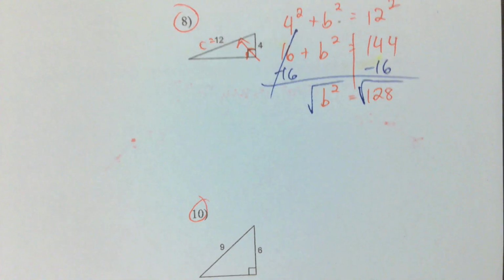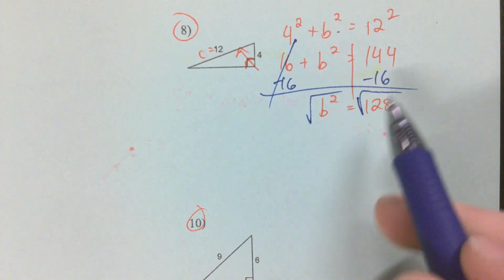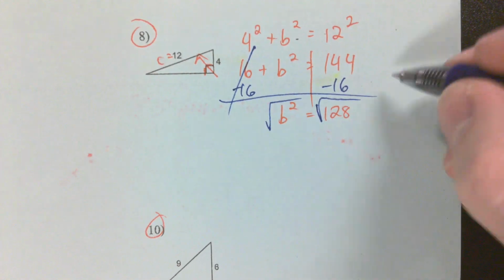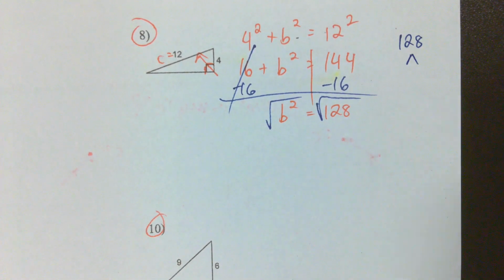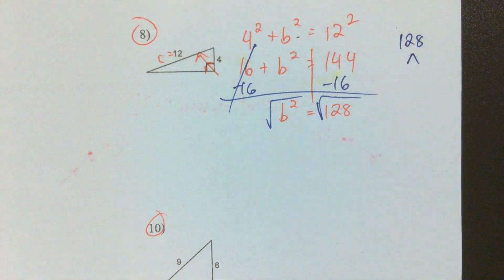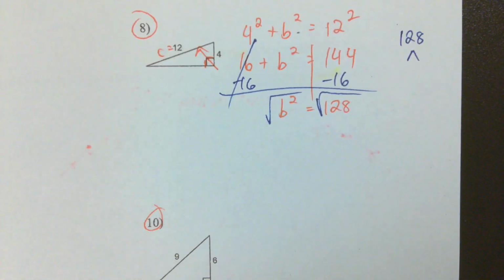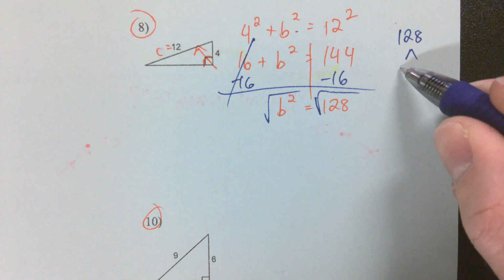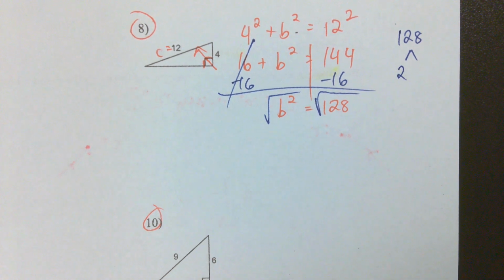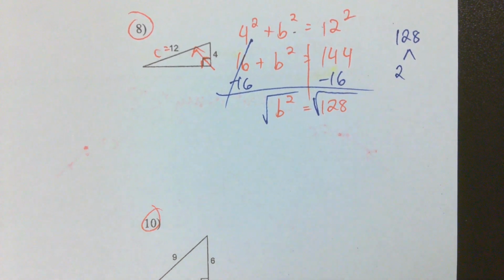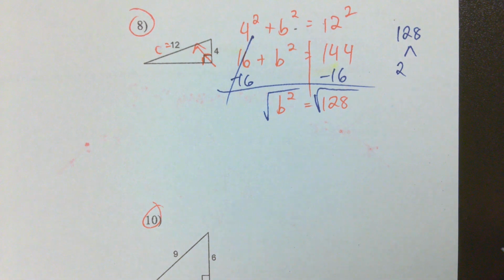I'm going to square root both sides. Is 128 a perfect square? No. So let me do a little factor tree real quick. What two numbers multiply to give me 128? Well, I know I can cut it in half. What's half of 128? 64.